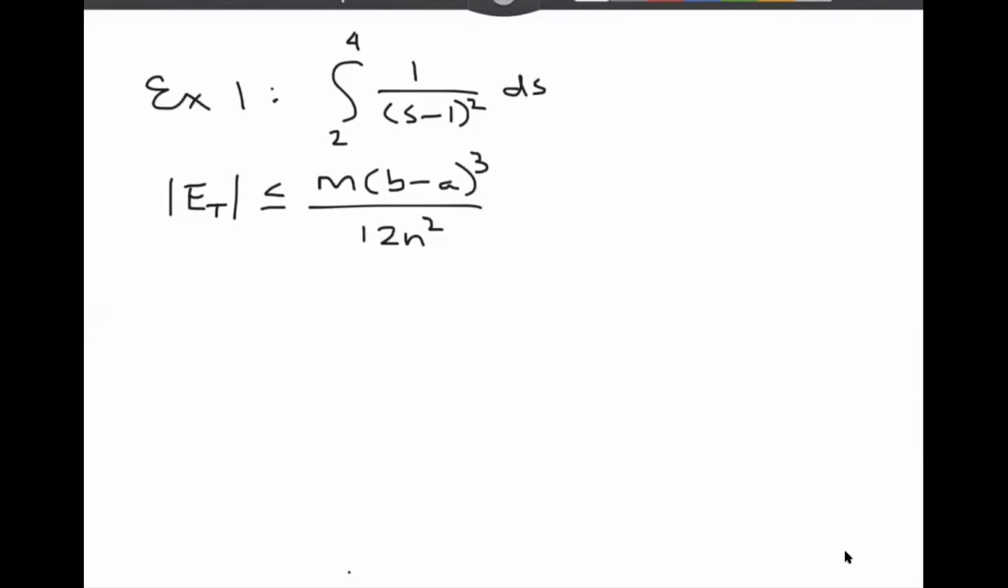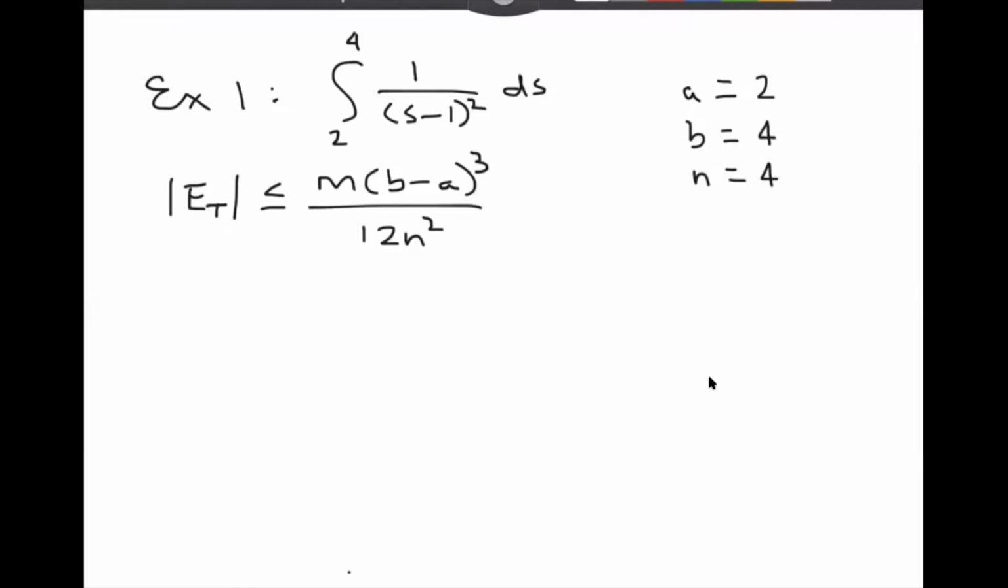All right, so the integral in example 1 was the integral from 2 to 4 of 1 over s minus 1 squared ds. And we want to find an upper bound for the error in the trapezoidal rule. Remember in that example, a is 2, b is 4, and we used n equals 4. So the main thing that we need to figure out right now is m.